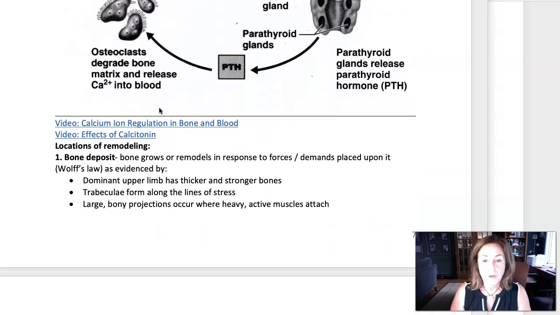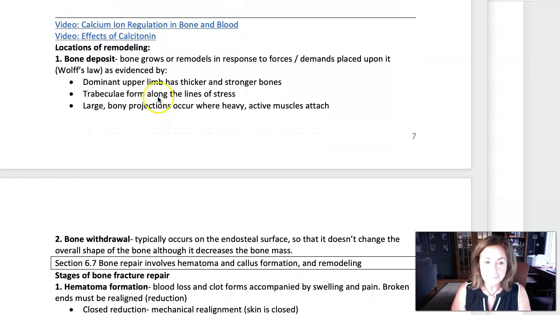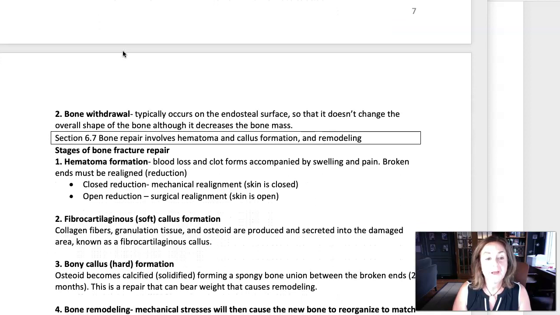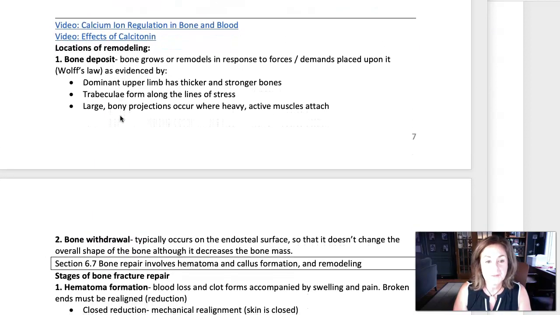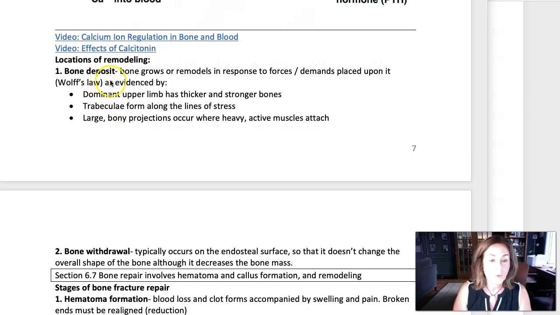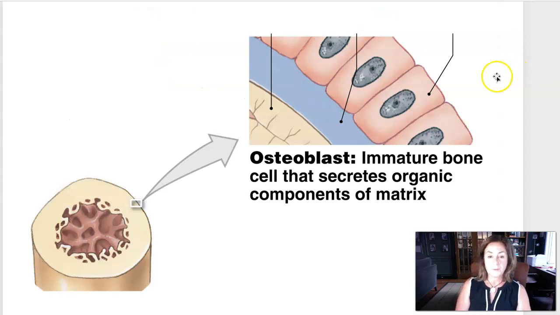And so with that in mind, as far as locations, when we say, okay, we have excess calcium, where are you going to put that? Or, I need calcium in my blood, where am I going to withdraw it from? That's what I wanted to start with today. So as far as bone deposit, I'm going to switch to a picture. You might remember that the cell that's responsible for bone growth is the osteoblast. The osteoblast makes the matrix of bone, osteoid.